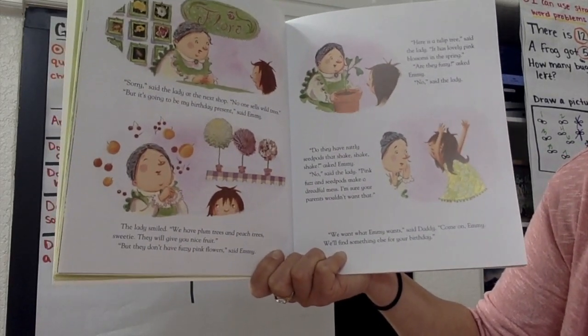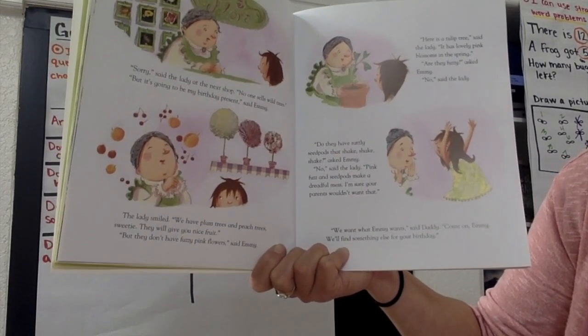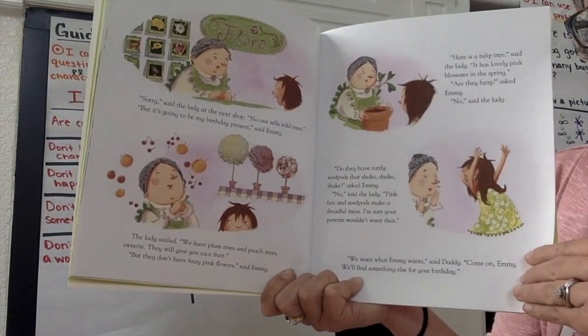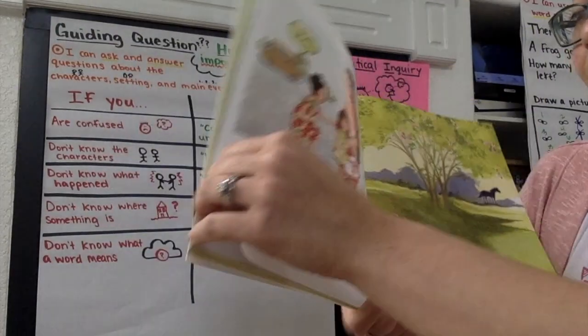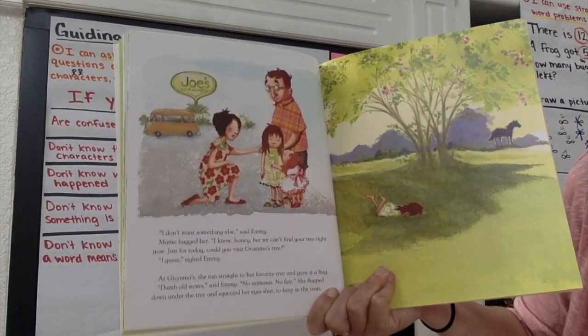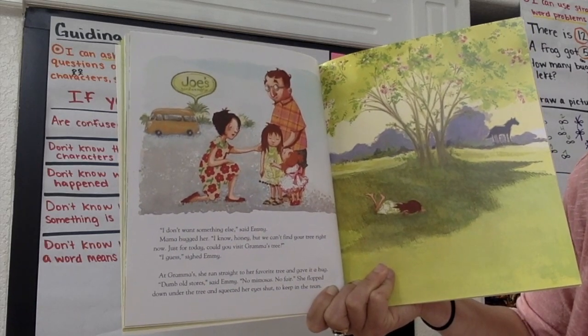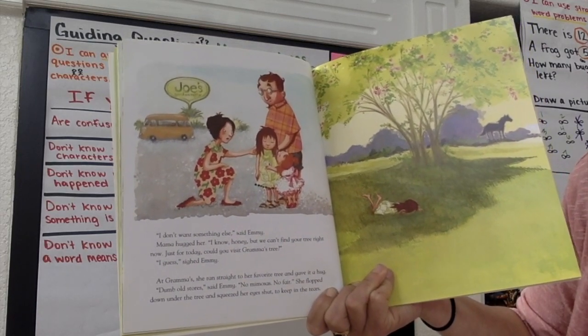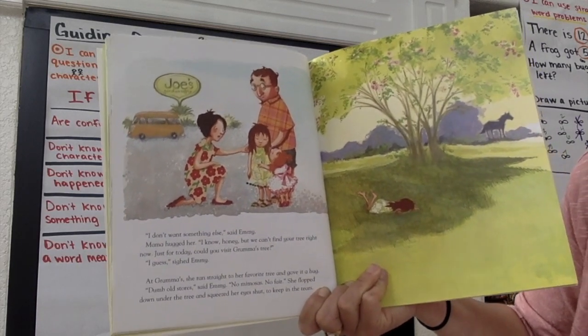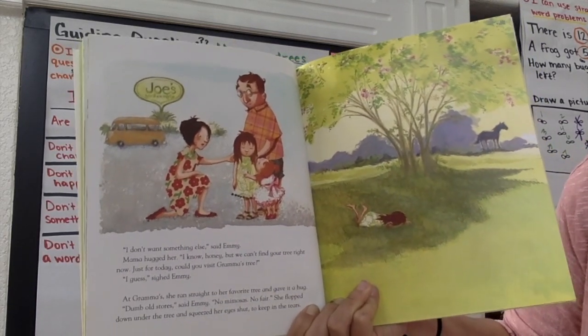"We want what Emmy wants," said Daddy. "Come on, Emmy, we'll find something else for your birthday." "I don't want something else," said Emmy. Mama hugged her. "I know, honey, but we can't find your tree right now. Just for today, could you just visit Grandma's tree?" "Oh, I guess," said Emmy.